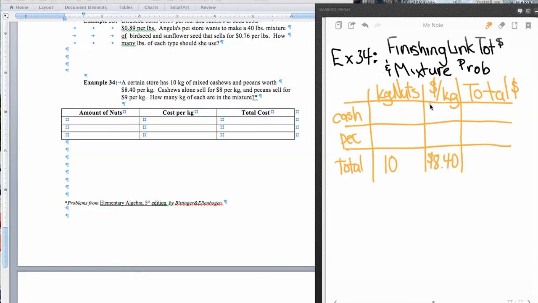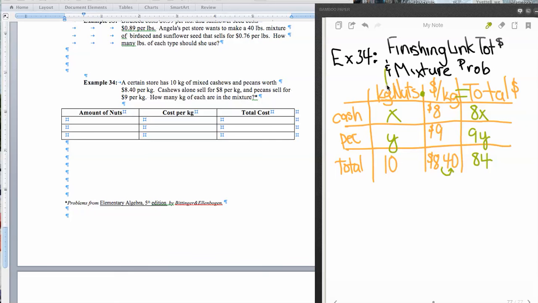And then we have the cashews alone selling for $8 per kilogram, and the pecans alone selling for $9 a kilogram. So we are going to put in our X for cashews and Y for pecans, doing the total value, the kilograms of nuts times the dollars per kilogram equaling the total value. So 8 times X gives us 8X, and 9 times Y gives us 9Y, and 10 times 8.40, which multiplied by 10 is very nice, gives us 84 here.